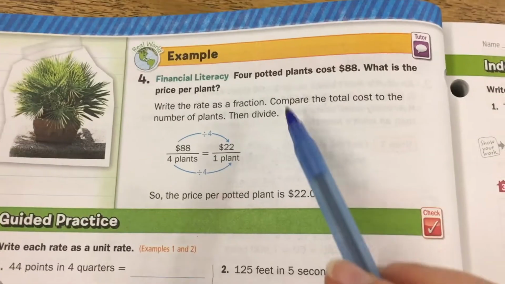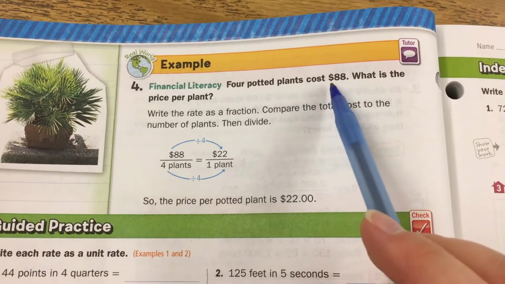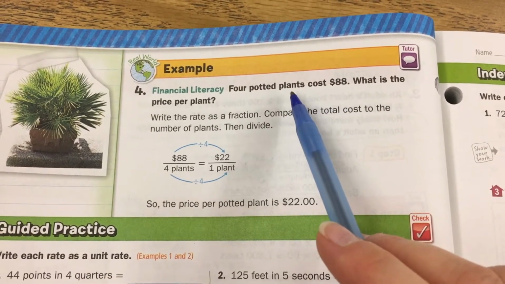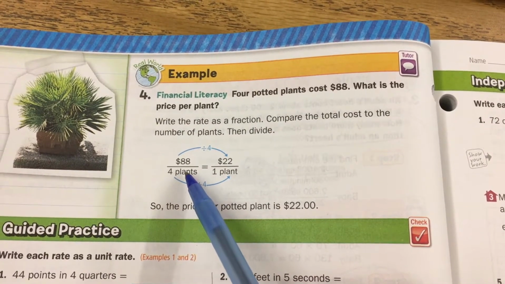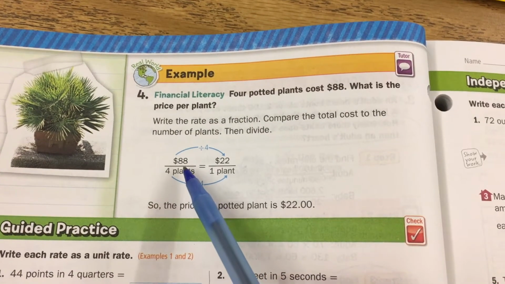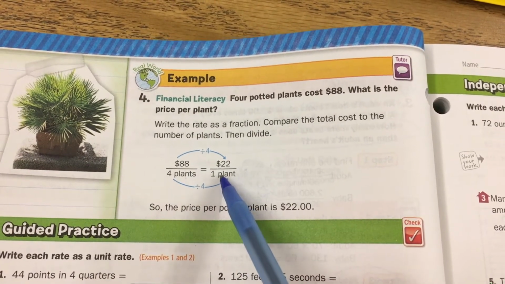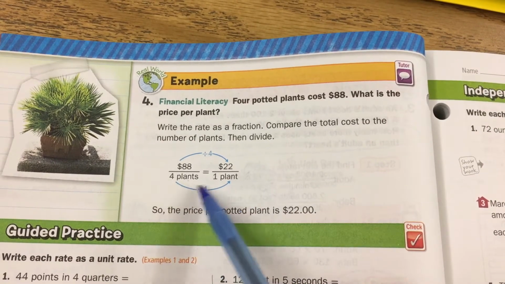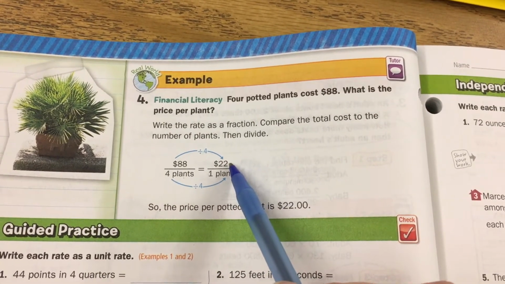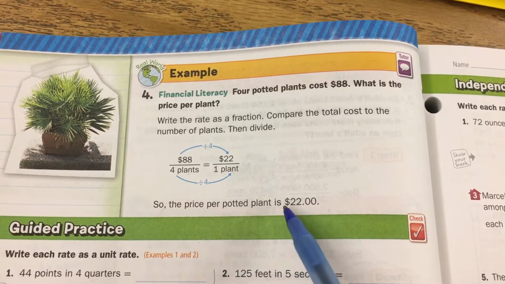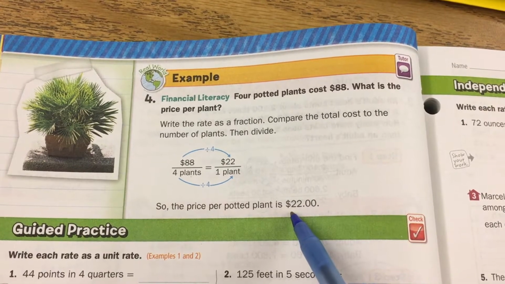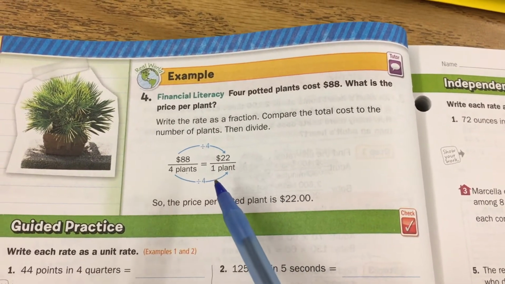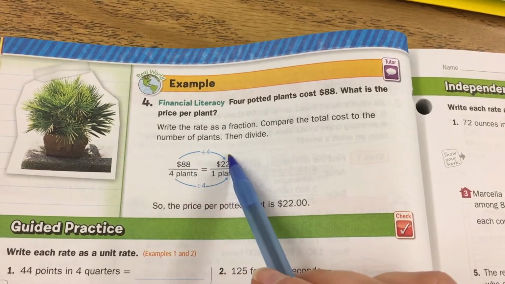All right, here's just a quick example of that. This is on page 34. 4 potted plants cost $88. So what's the price per plant? You write the rate as a fraction, $88 for 4 plants. You compare the total cost to the number of plants. So we're going to divide so we can get it per 1 plant. So divide 88 by 4 and 4 by 4. And that's going to give you $22 for 1 plant. The unit price is going to be $22 per plant. Each plant costs $22. We just want to make sure that we show our work. So make sure you show what you're dividing by when you show your work today.